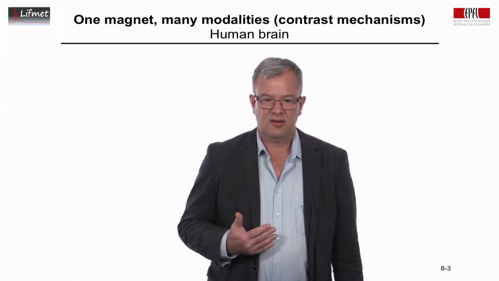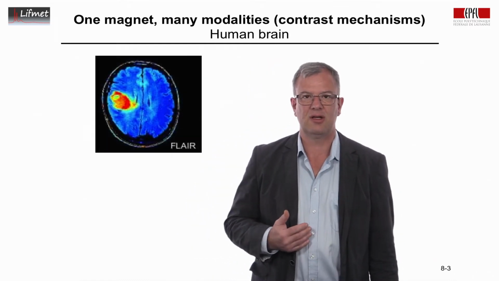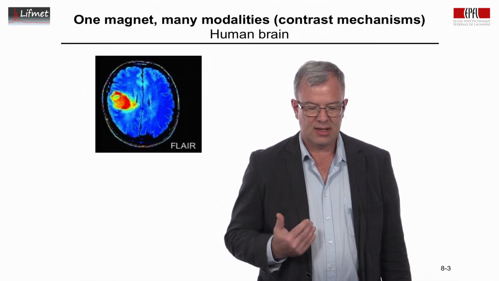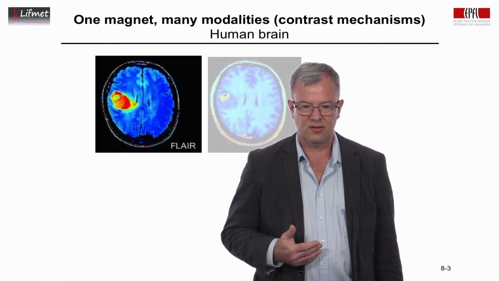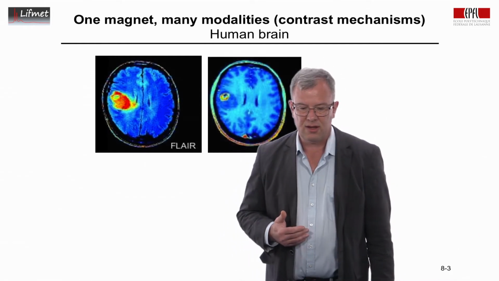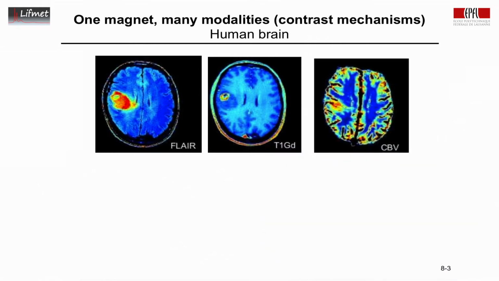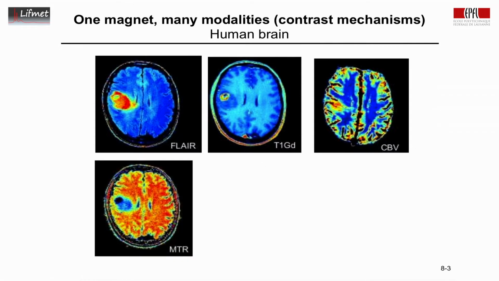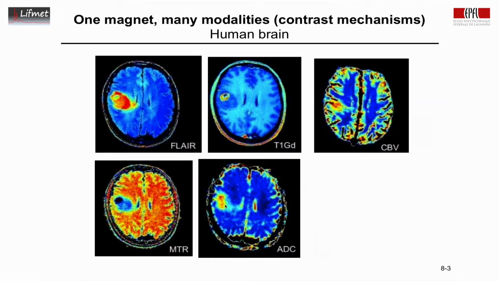Let me illustrate this with the human brain. We have here a contrast mechanism called FLAIR. It highlights certain processes, typically for multiple sclerosis. Then we have here a contrast agent application, an image of cerebral blood volume changes. We have a mechanism called MTR, magnetization transfer ratio imaging. We have diffusion, the apparent diffusion coefficient, or ADC, being measured here.